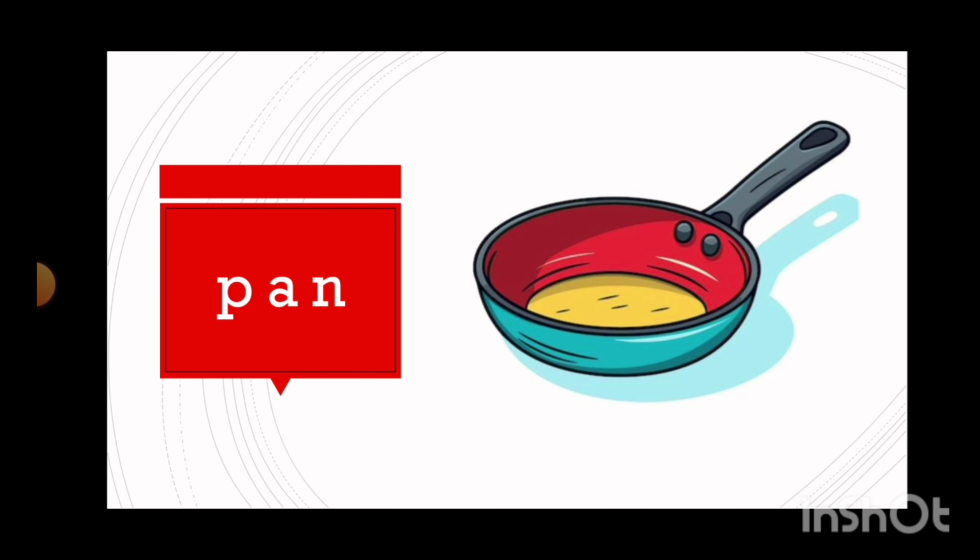Okay, see, now what comes? It is used in the kitchen. Our mother used this to cook the food. It is pan. Pan.